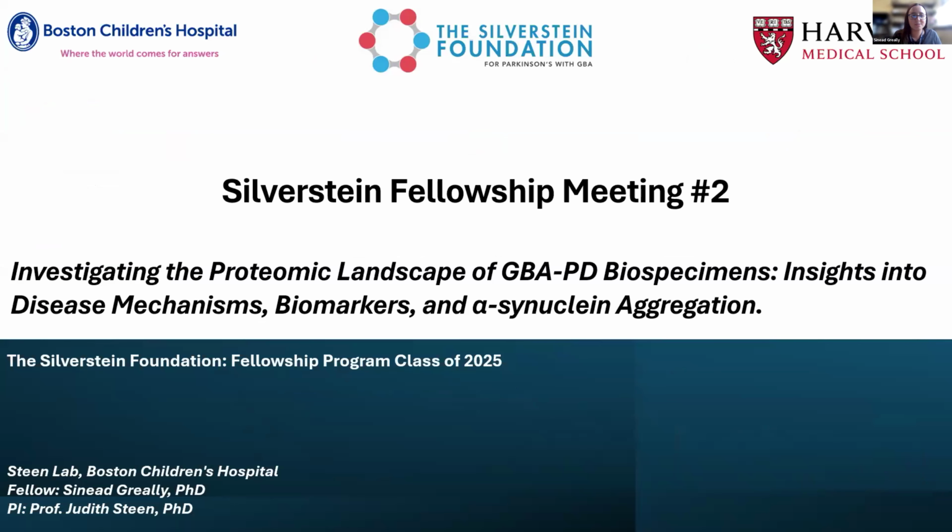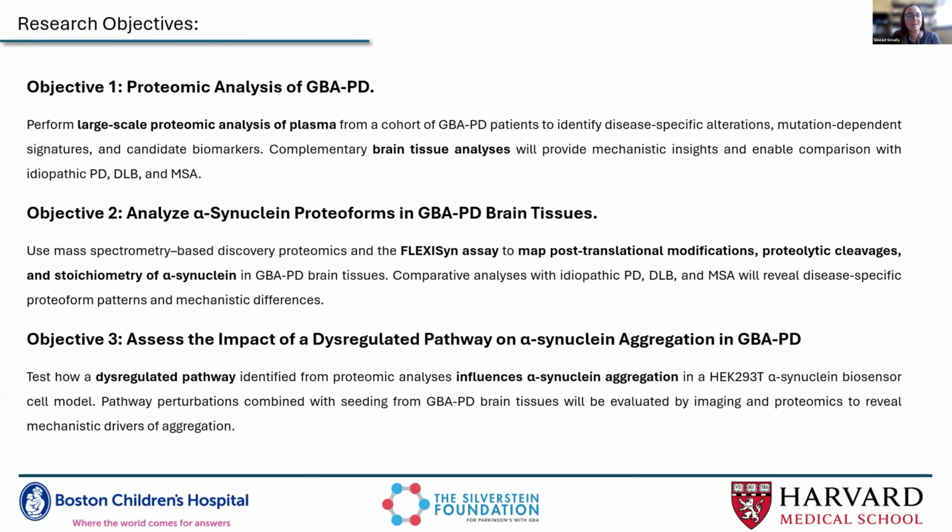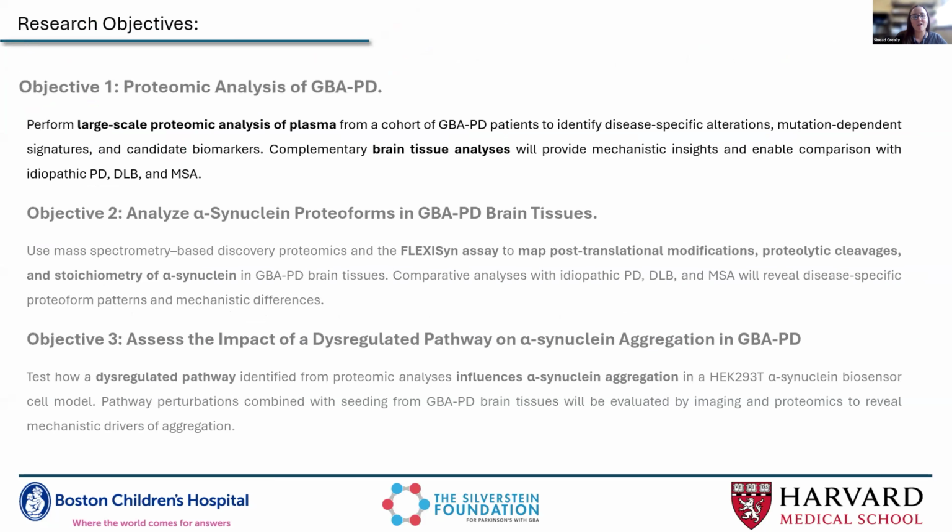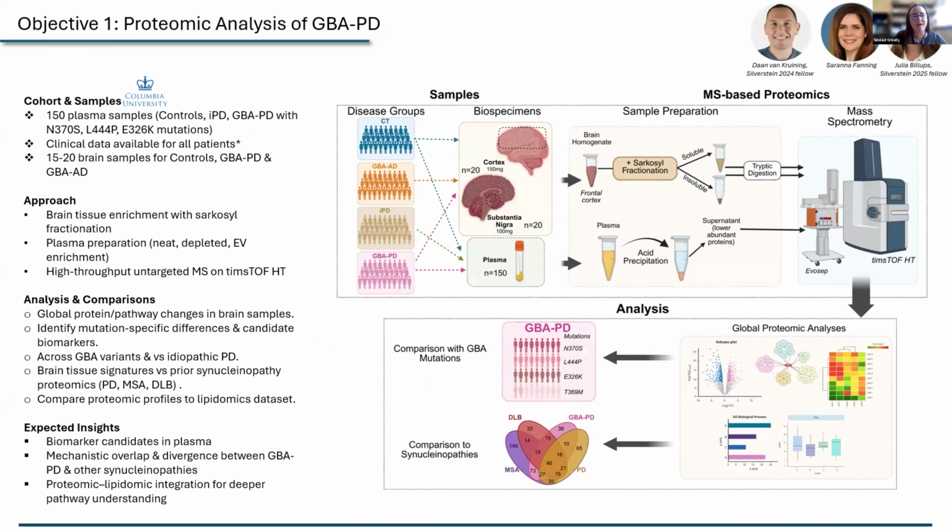So here's our update of this project. Previously in the other meeting, I had shown that we have 3 main research objectives. Today I'll be focusing on objective number 1, which is the proteomic analysis of GBA PD. Using both brain samples and plasma samples from Columbia University, we'll be carrying out mass spec-based proteomics in order to identify any potential proteins or pathways of interest in GBA PD, but also within the different GBA mutation groups. Also compare them within each other and also to other synucleinopathies.